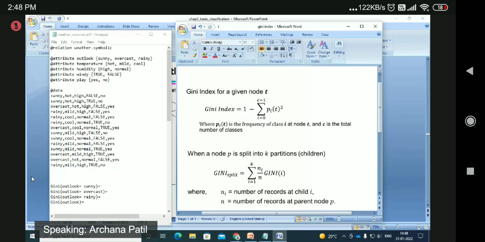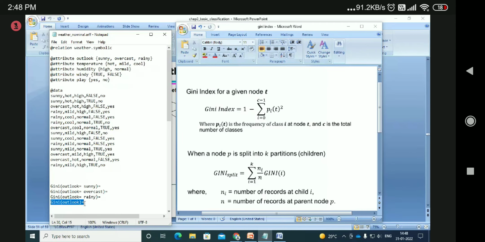Now I will first carry out the procedure for finding out Gini if Outlook is used for splitting. If I am using Outlook, I have three different values, so I will get three children. For each child, I have to find out the Gini index, and then apply this formula. This has to be done four times: once using Outlook, once for temperature, once for humidity, and once for windy. And that too for only 14 instances, but a real-life data set is too big.